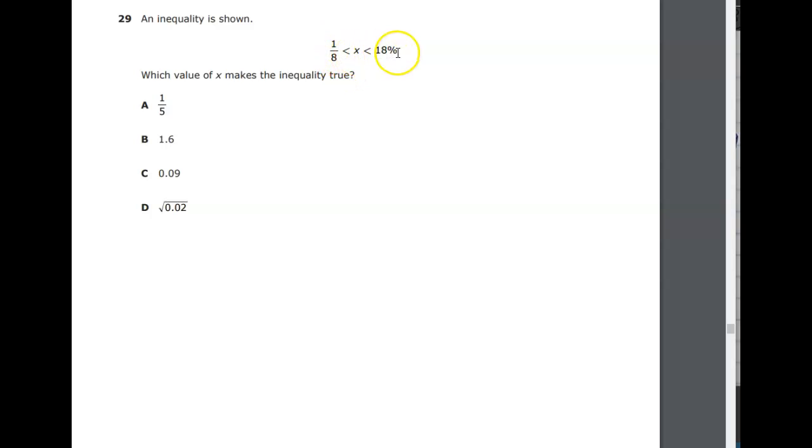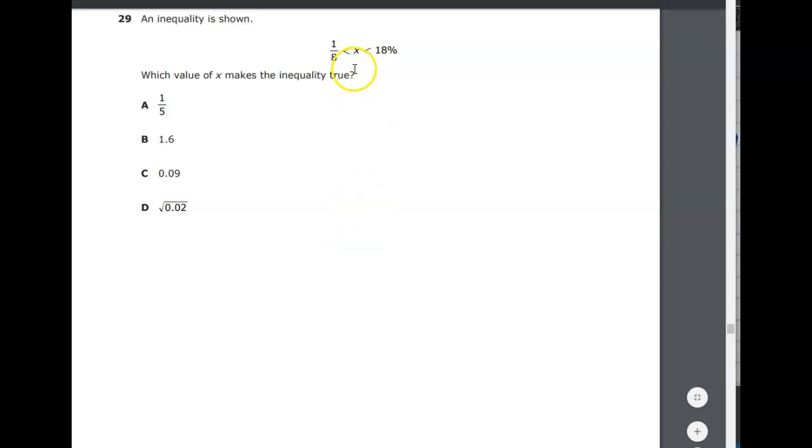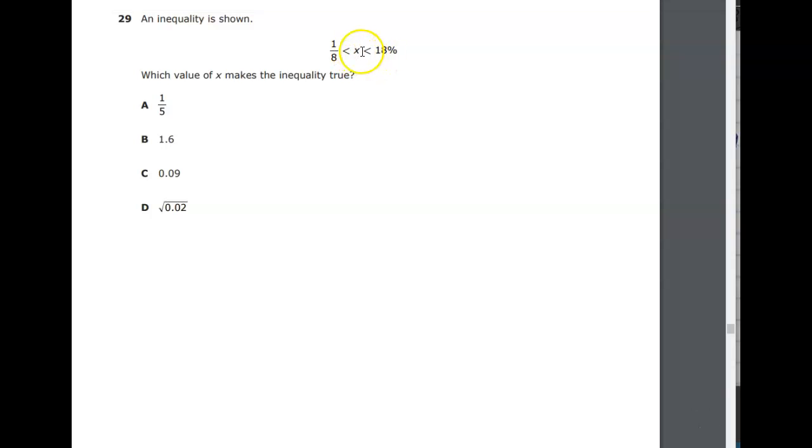Now, when you deal with this problem, remember, there's a couple of strategies. This x is you. And if you stand here and look to your left, what's the first thing you see on this inequality? Greater. It's a big hole. So x is greater than 1/8. Now stand here and look to your right. What's that first thing you see? A little bitty point. X is less than 18%.